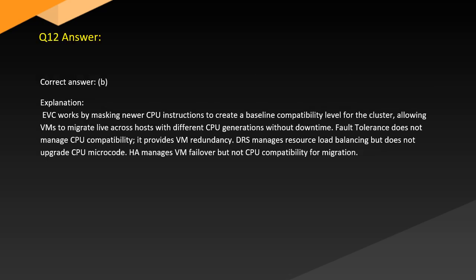Answer. Correct answer, B. Explanation. EVC works by masking newer CPU instructions to create a baseline compatibility level for the cluster, allowing VMs to migrate live across hosts with different CPU generations without downtime. Fault Tolerance does not manage CPU compatibility. It provides availability via redundancy. DRS manages resource load balancing but does not upgrade CPU microcode. HA manages VM failover, not CPU compatibility for migration.